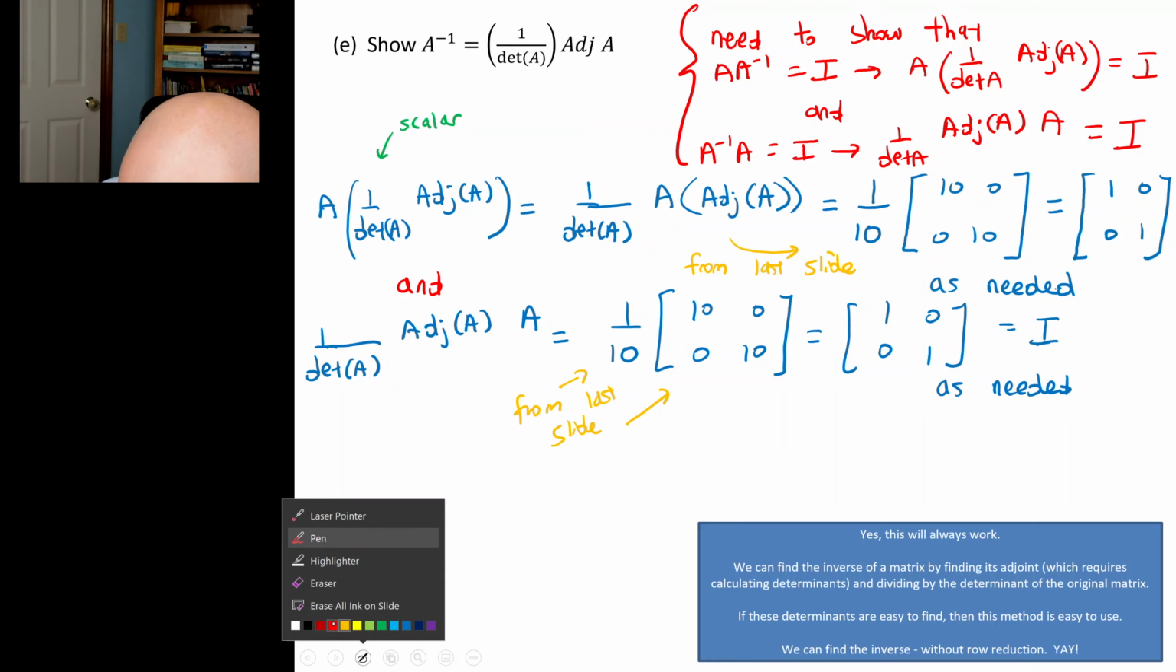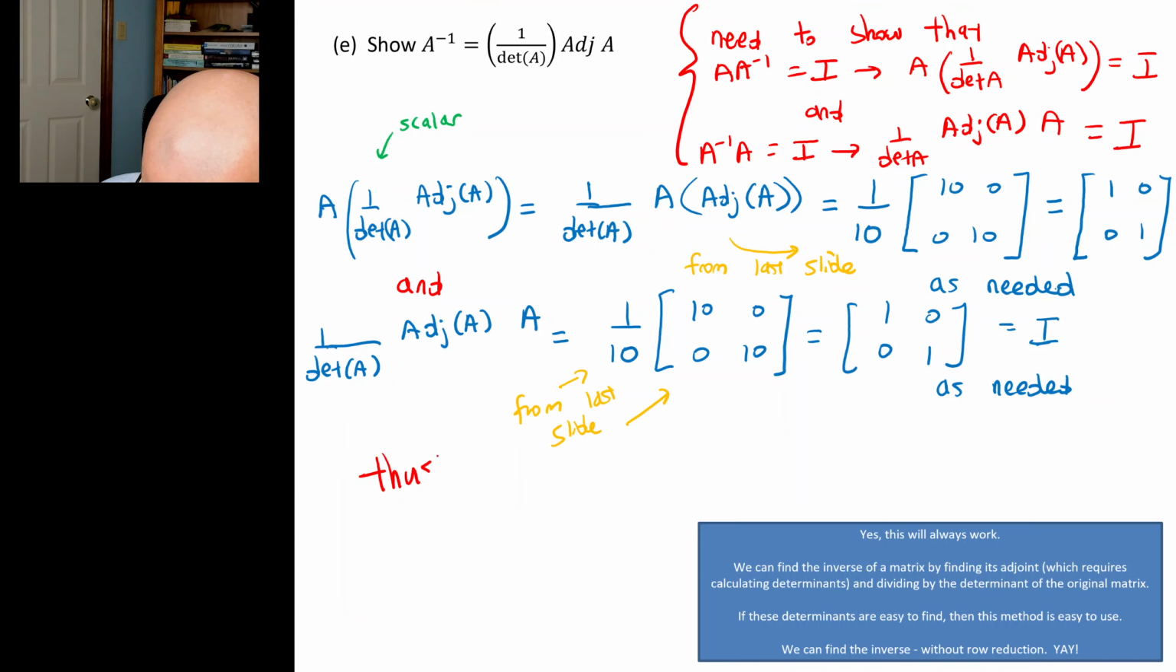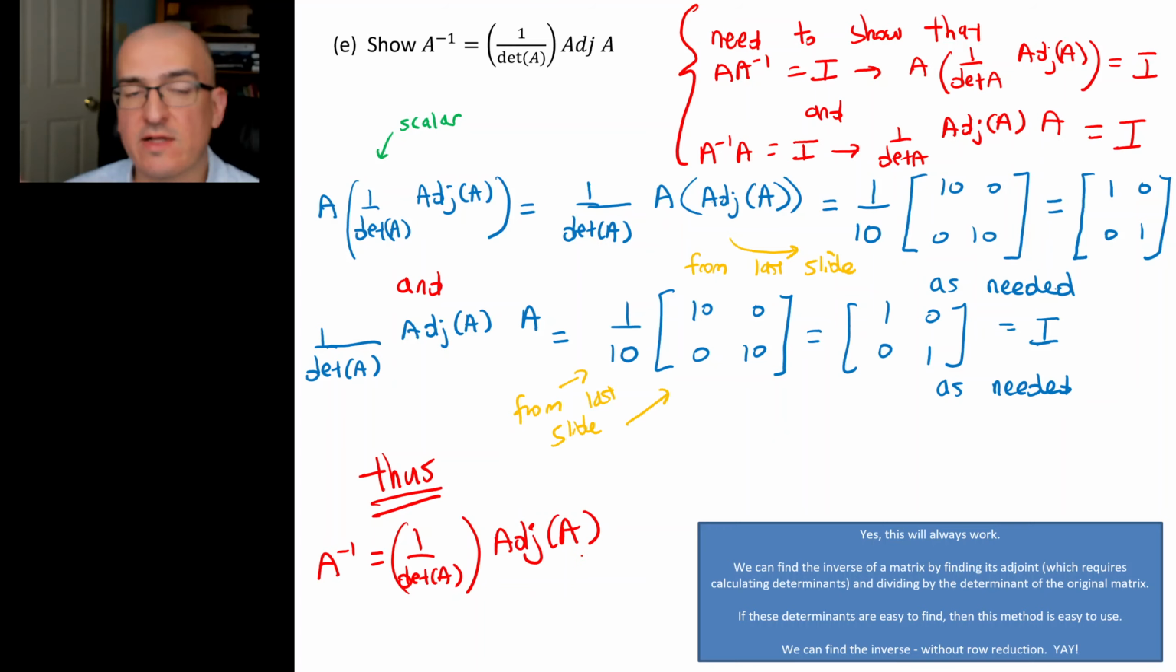Thus, A inverse is equal to 1 over the determinant of A times the adjoint of A. So calculating the adjoint gives us a way to calculate the inverse without any row reduction. It requires us to do a bunch of determinants in order to do our cofactors.